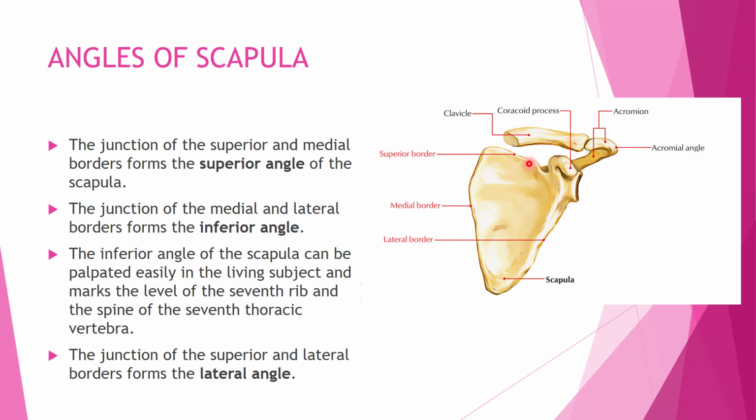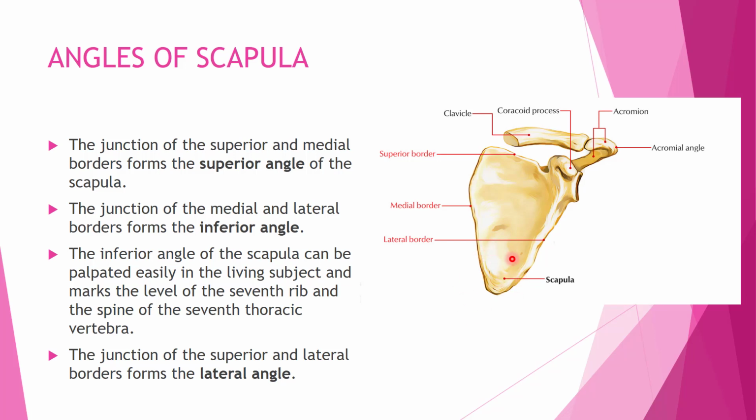Now we will discuss the angles of the scapula. This is the superior angle of the scapula which is present at the junction of the superior border and the medial border. Then the other angle is the inferior angle which is present at the junction of the medial border and the lateral border. The inferior angle of the scapula can be palpated easily in the living subject, and it marks the level of the 7th rib and the spine of the 7th thoracic vertebra.